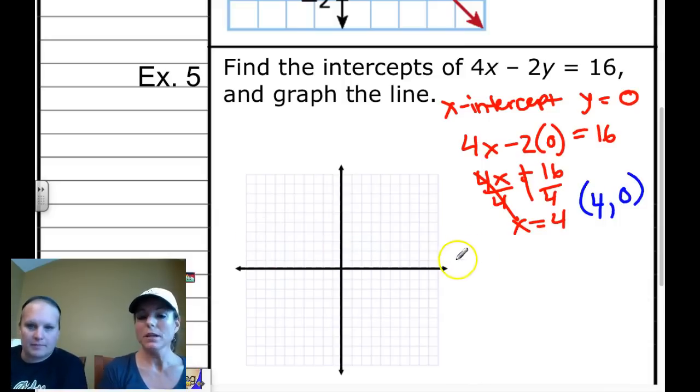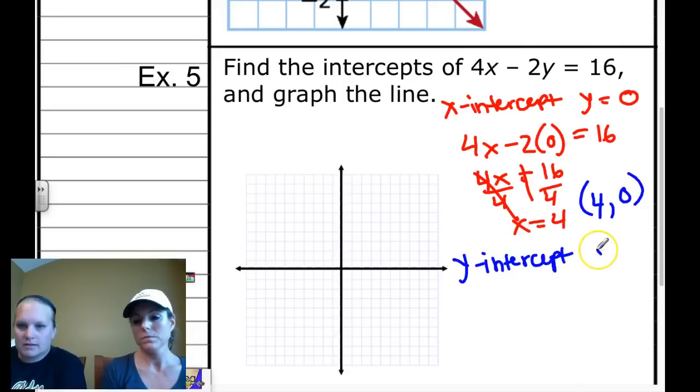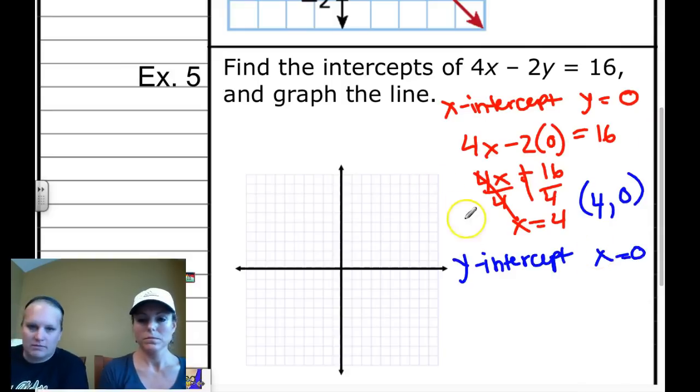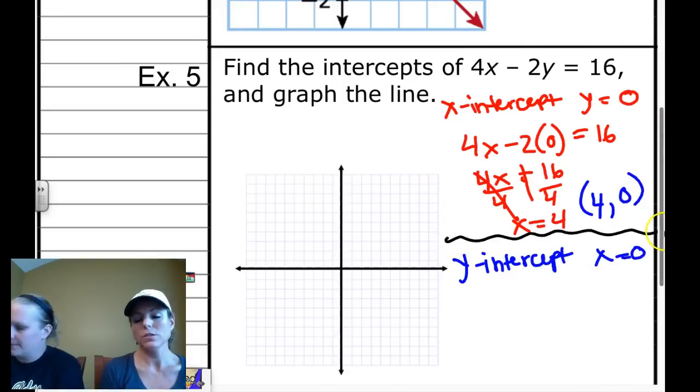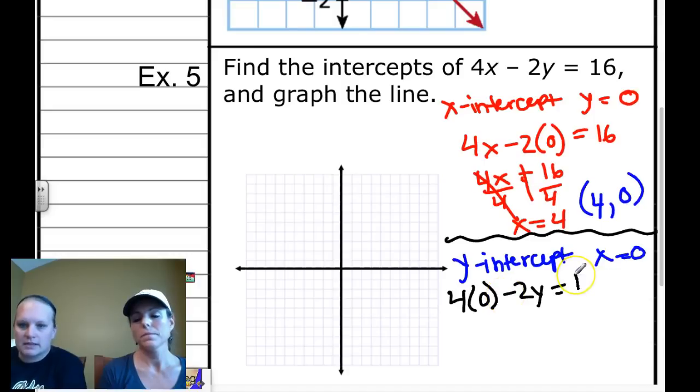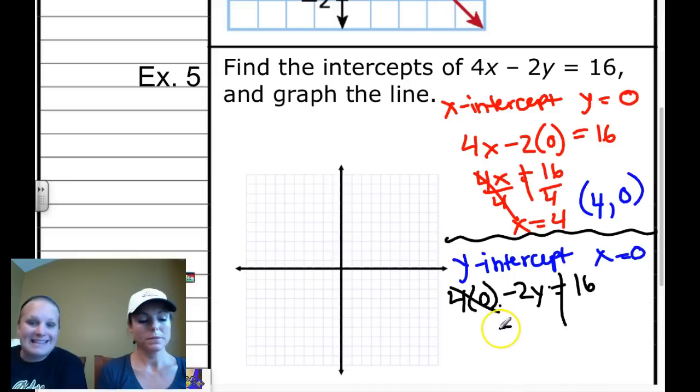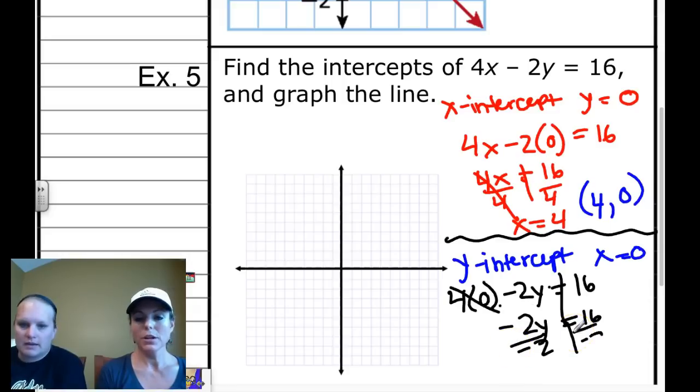Our y-intercept, same thing, but now we're going to set x equal to 0. So then x equals 0. I'm going to plug in 0 for x. So we have 4 times 0 minus 2y equals 16. Well, that 4 just disappears, and we're left with negative, don't forget the negative, 2y equals 16. Divide both sides by negative 2, and you're going to get y equals negative 8.